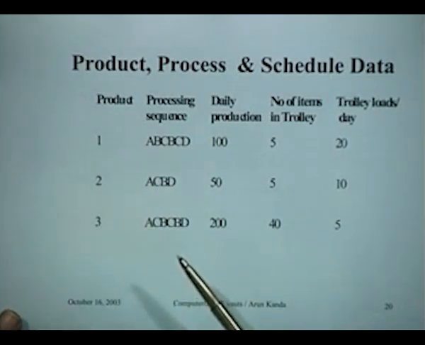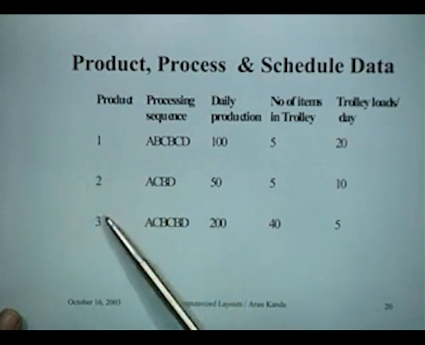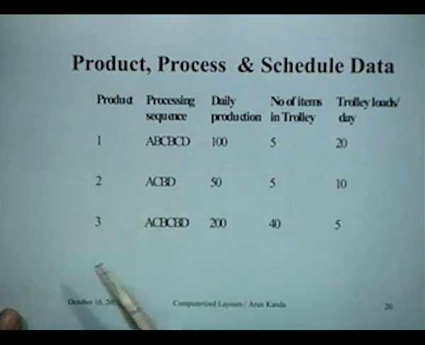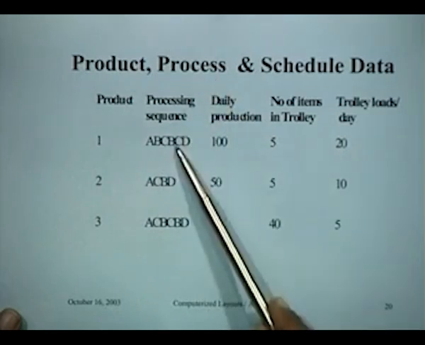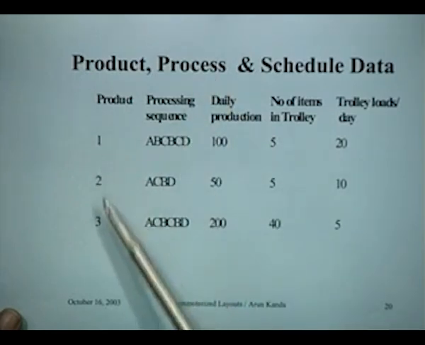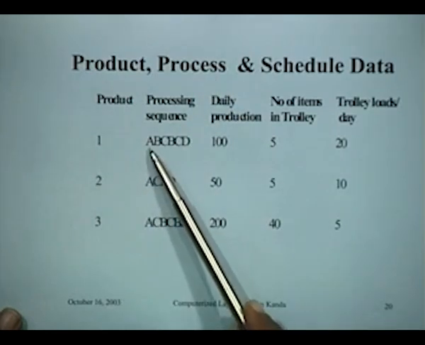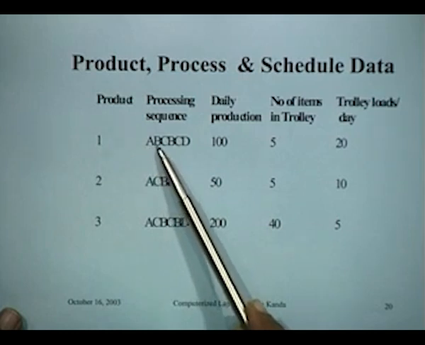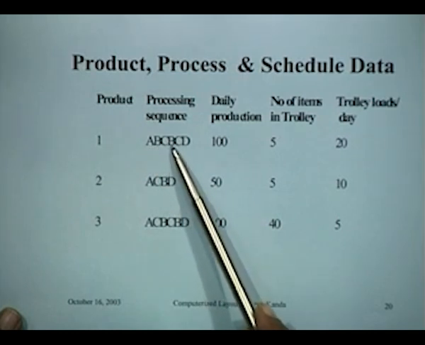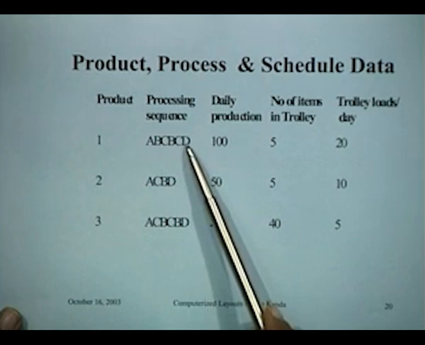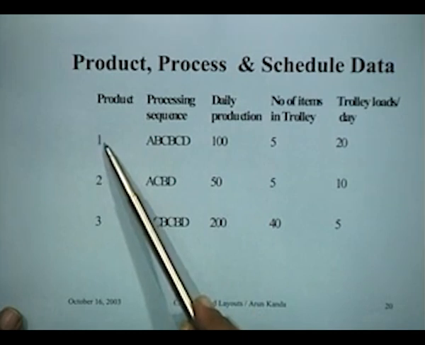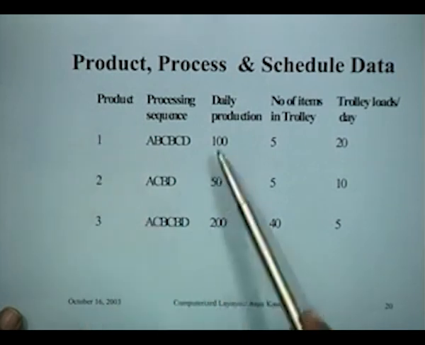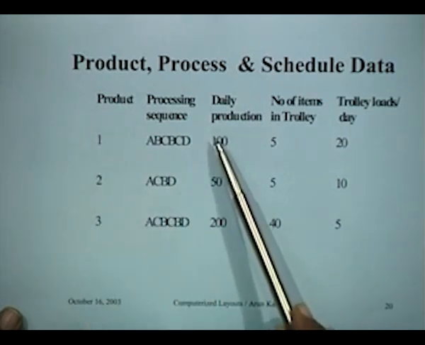Suppose a company is interested in making these three products, and let us suppose that the processing sequence, that is the process information for these products, is that it has to first start in department A, then go to B, then go to C, then go to B again, then go to C, and then finally come out in department D. So the processing sequence is fixed by the nature of operations required of product 1, and let's say the daily production is 100 units.